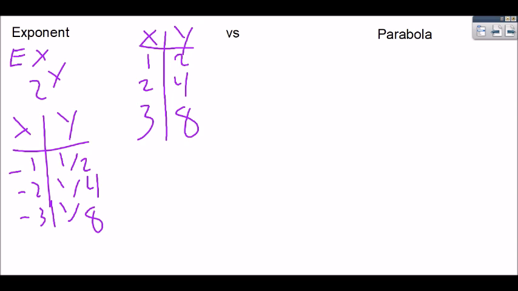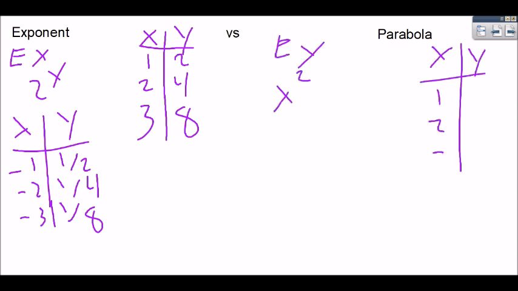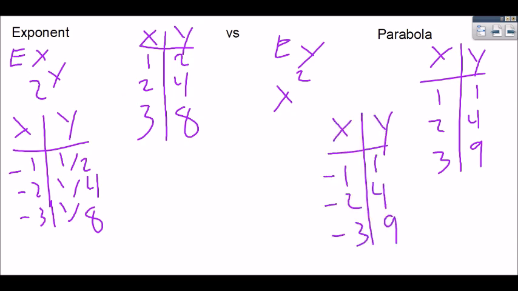Now let's look at a parabola example. It quickly grows, but at a different rate. It's growing at the rate of x versus the rate of 2. But let's see if it goes negative. It doesn't go microscopically small. It just grows in the negative direction back up. So these numbers don't become fractions. They exponentially grow in the opposite direction.